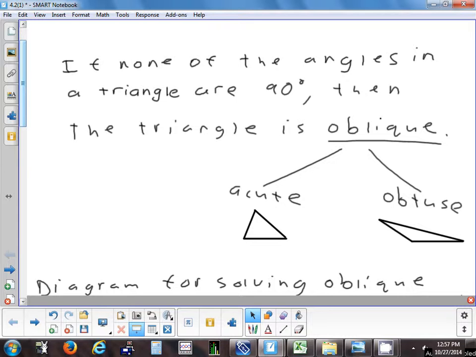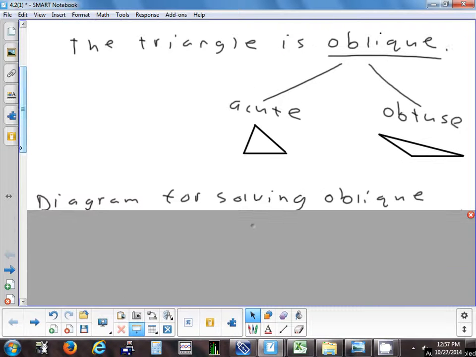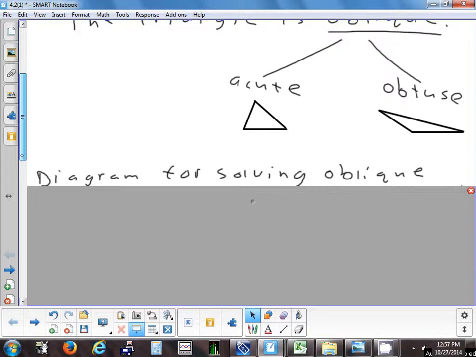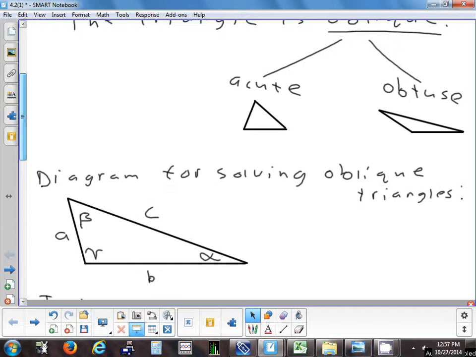Right, so next we're going to look at our diagram. How do we set up these types of problems? What did we use for the names of the sides a couple weeks ago? A, B, C. Yeah, and we're still going to use A, B, and C. And what angle was always across from side A? Alpha. And how about across from side B? Beta. And the only difference now is across from side C, we always had a right angle. Well, now it's not a right angle, so we've got to give it a name.